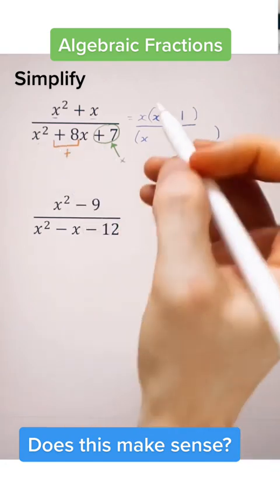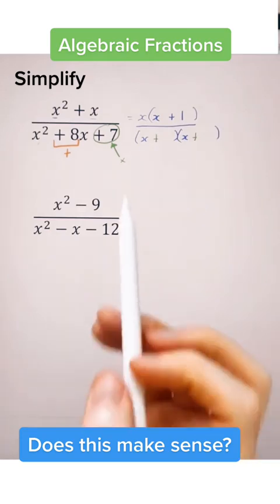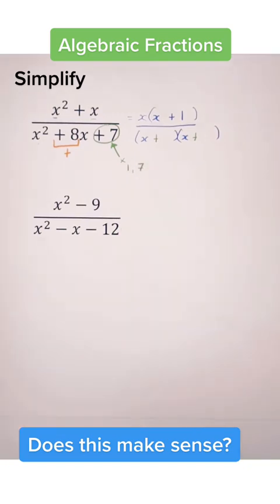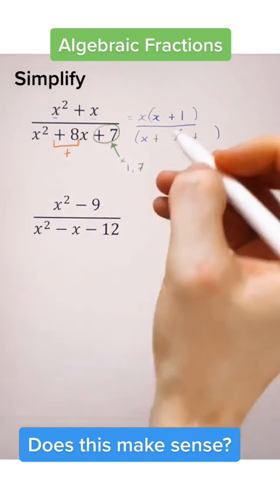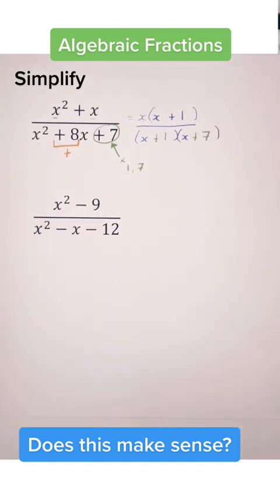If both terms are positive, we know the signs inside the bracket are going to be both positive. The factors of 7 are simply 1 and 7, as 7 is a prime number. And 1 and 7 also add together to give us 8. Therefore, our final answer is x plus 1 and x plus 7 in brackets.